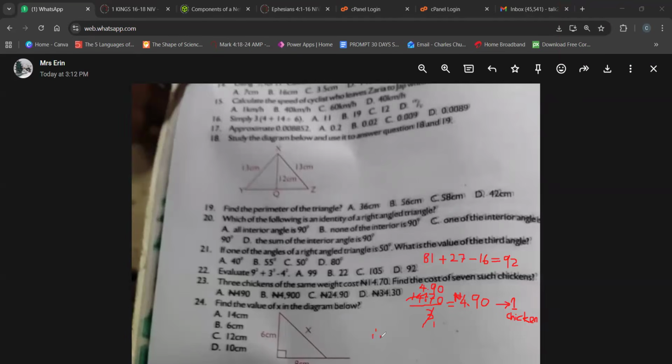Let's write it down there very well. Have you multiplied it by 7? Yes, sir. Our answer is 34 naira 30 kobo. Are you sure about that? Yes, sir. 34 naira 30 kobo, right? Yes, sir.